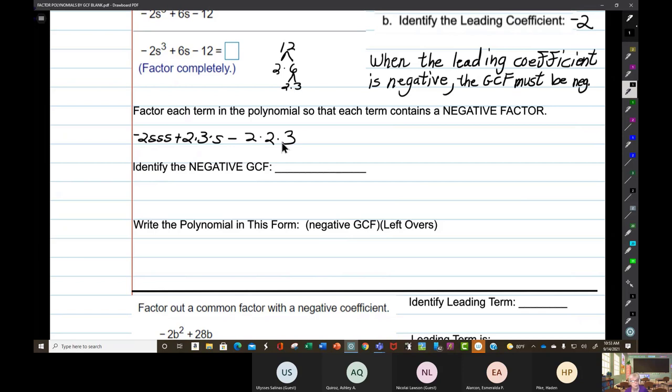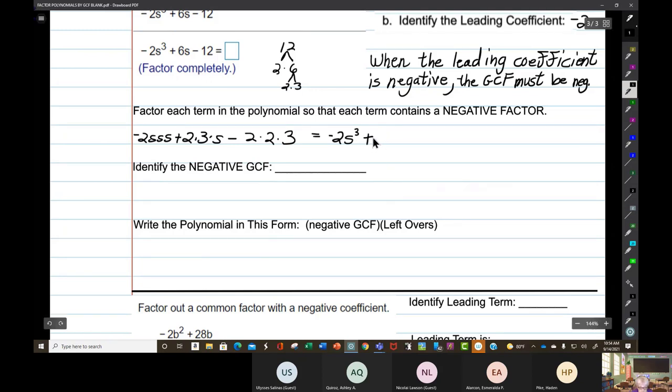Here's what you have to do. Negative 2 is the leading coefficient, and each of these terms contains a negative 2, well, a 2. So I'm going to rewrite this. First, we're going to have a negative 2. It has to be a negative 2 because 2 is in each term. So here's what I do. I've got negative 2 times s to the third. This last term doesn't contain an s, so I know I don't have to worry about the s's being in the GCF.